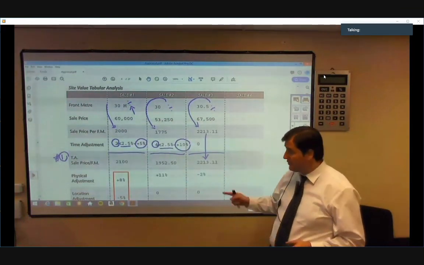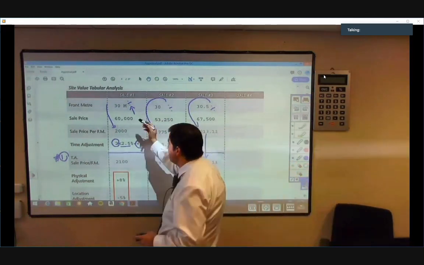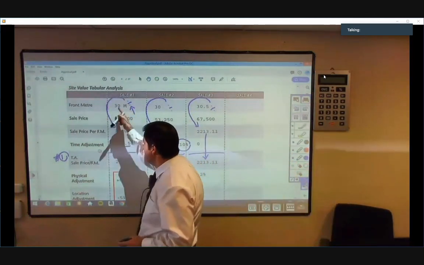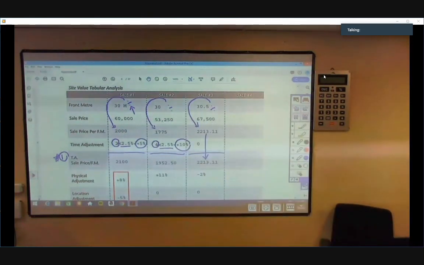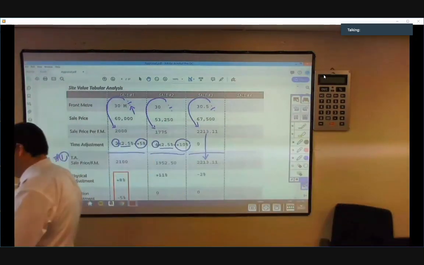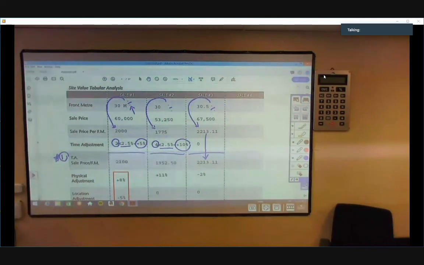You have to know how the calculation is done. So this 60,000 divided by 30 meters is going to give you this. So write this down. I'll be back just in a sec. Per front meter.